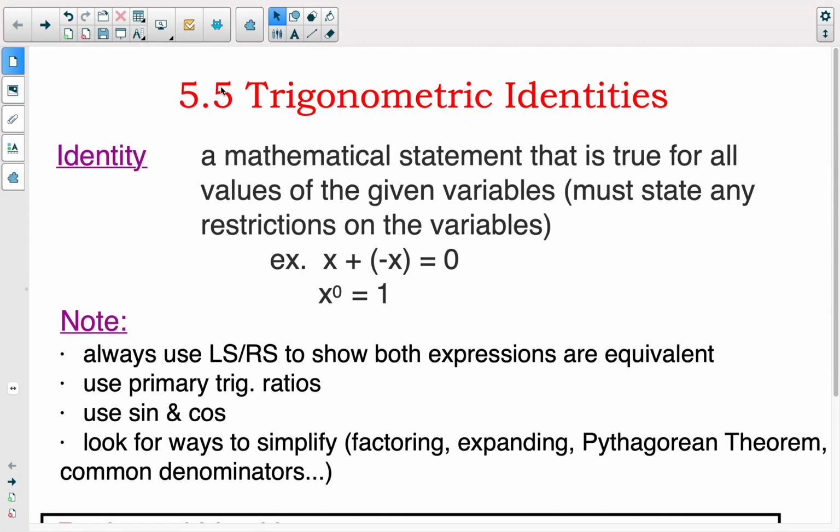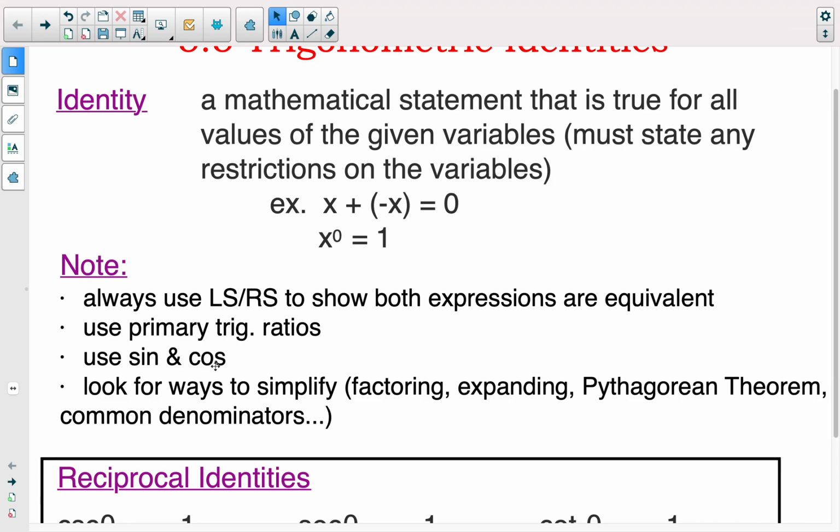5.5 Trigonometric identities. An identity is a mathematical statement that is true for all values of the given variables. It must state any restrictions on the variables. Examples of simple identities are x plus negative x equals 0, and x to the power of 0 is 1. Please note, you always use a left side, right side check to see if the left side of an identity is equal to the right side of the identity.